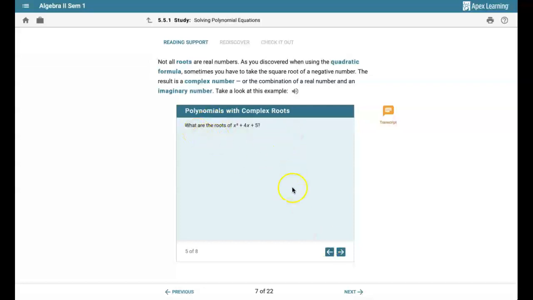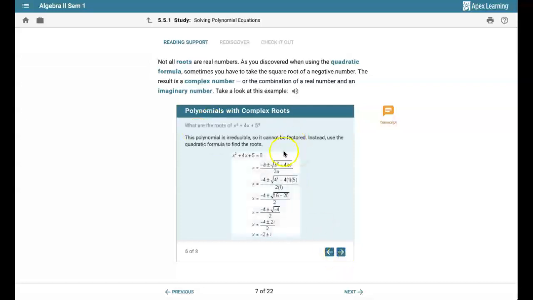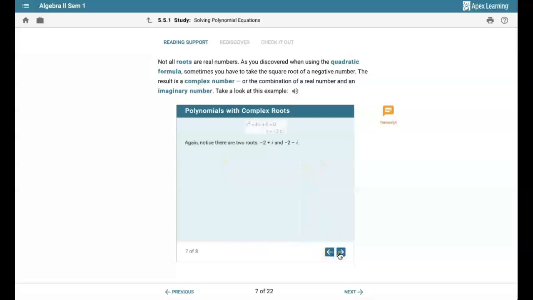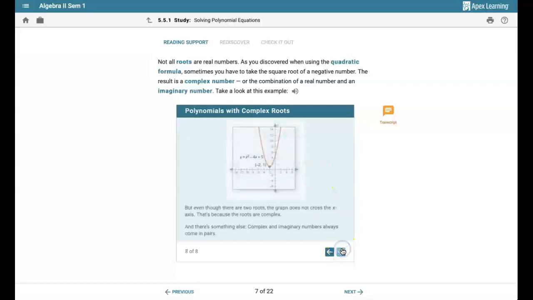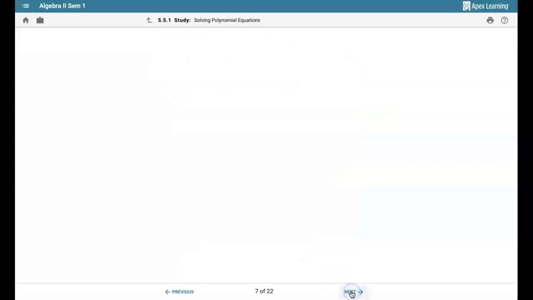Also, if we look here at this one, we find we have -2 plus or minus i. That's both of our complex roots here, because we have x squared, so we can only have two potential roots, the positive version and the negative version of this. Again, -2 plus i and -2 minus i. But regardless, it doesn't cross the x-axis, because the roots are complex and they're not shown on our graphs.